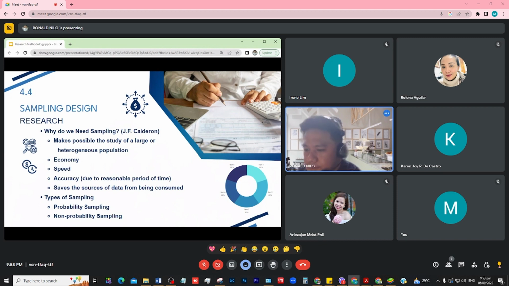Based on the books of G.F. Calderon, sampling makes possible the study of a large or heterogeneous population, or a population of diverse character or content. Sampling is more economical. Sampling is faster in collecting the data. Sampling is for accuracy because if the data collection takes long, the previously collected data might be obsolete. Sampling also saves the source of data from being consumed.